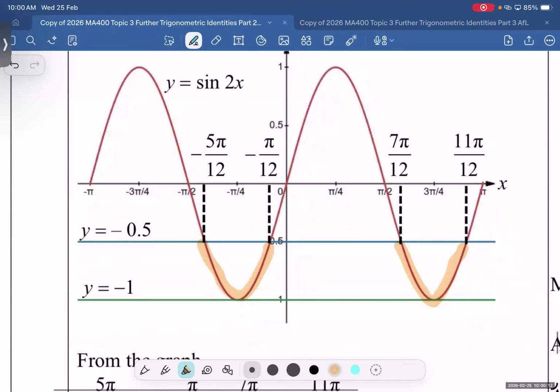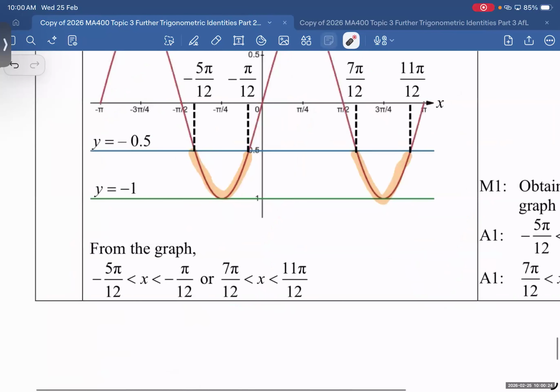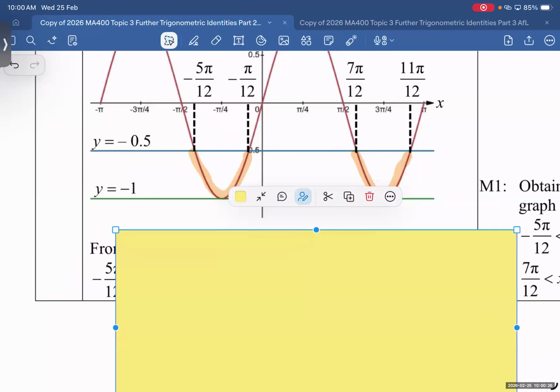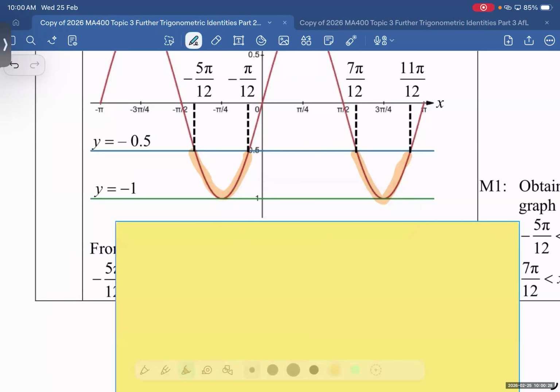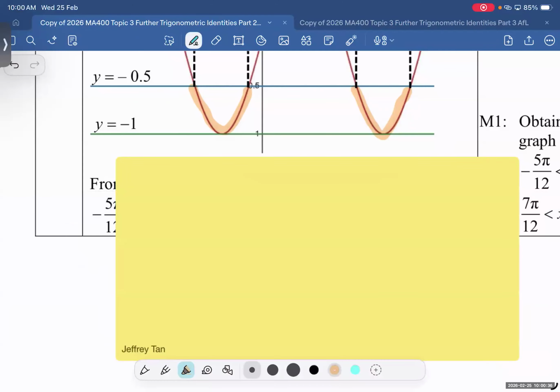Okay? So I'm sort of keen to find out what are these 2 points. So how do I find these 2 points? Well, the best way is to consider, perhaps I want to consider, solving sine 2x equals to -half.